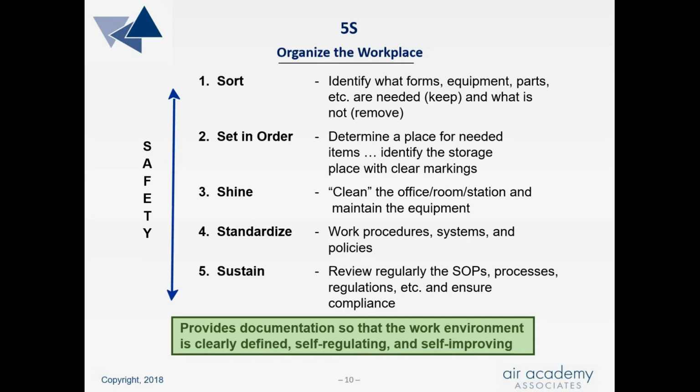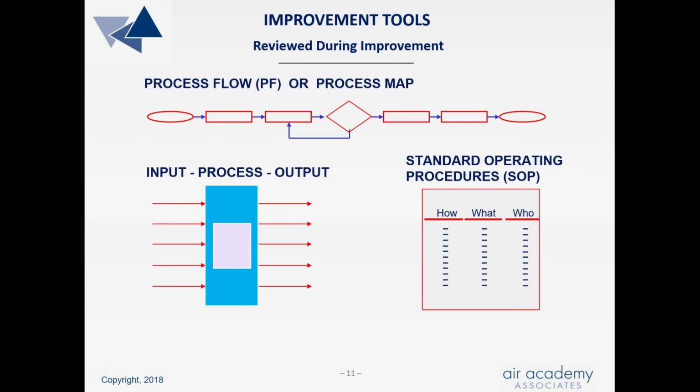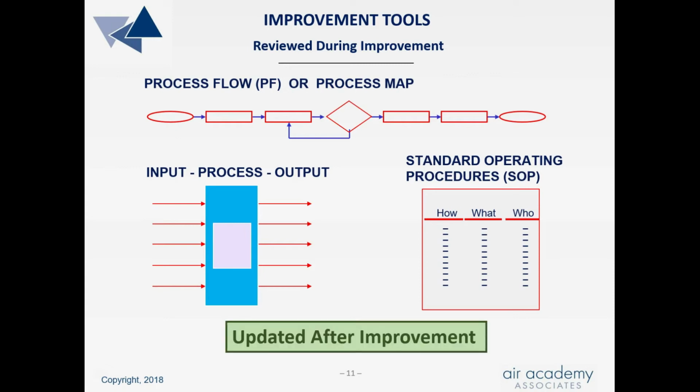5S provides documentation so that the work environment is clearly defined, self-regulating, and self-improving. An audit system should be put in place to ensure currency and compliance. This slide is a reminder that once the project improvement option has been selected and implemented, it is now time to complete a new process flow, a new IPO, and new standard work. Those three tools will become an important part of sustaining the gain made in the process improvement effort.